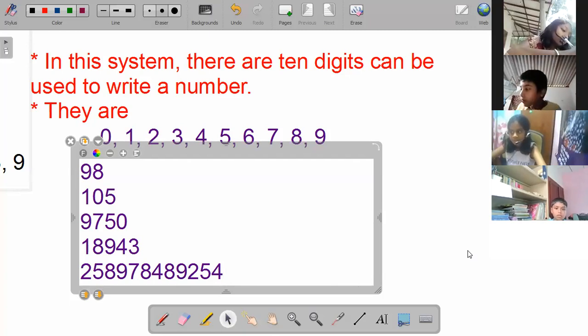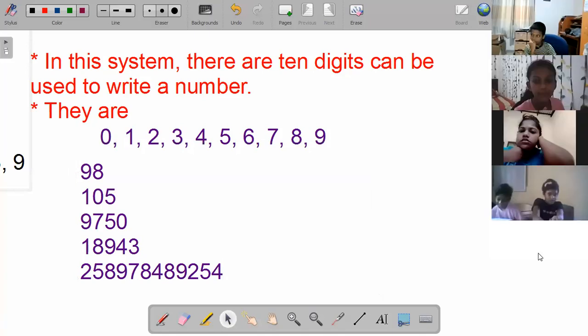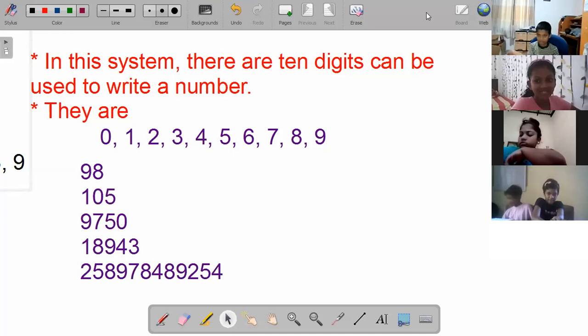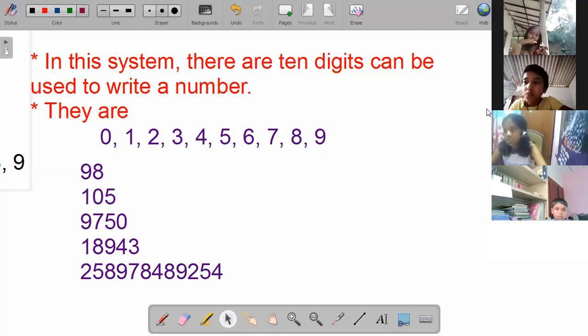Today, before the end of the class, you will be able to read numbers like that in word form. Right? Okay. Are you clear? Can you raise your hand? There's an option on your Zoom, the raise hand option. Do you know it?